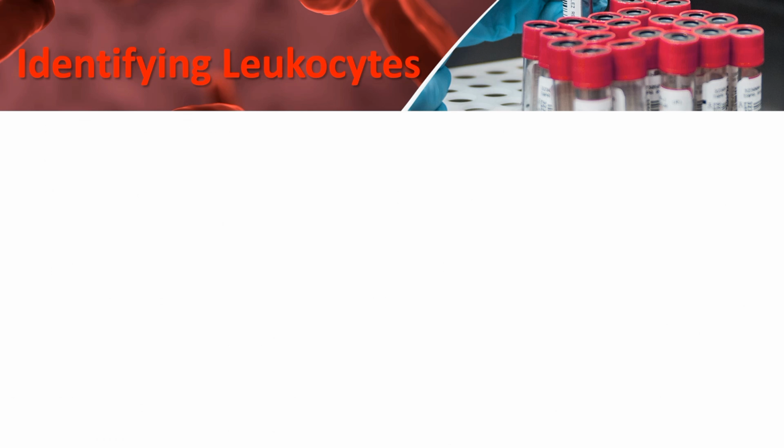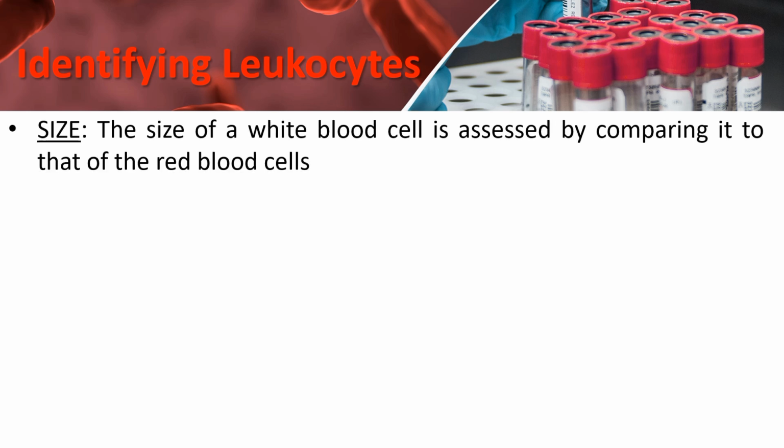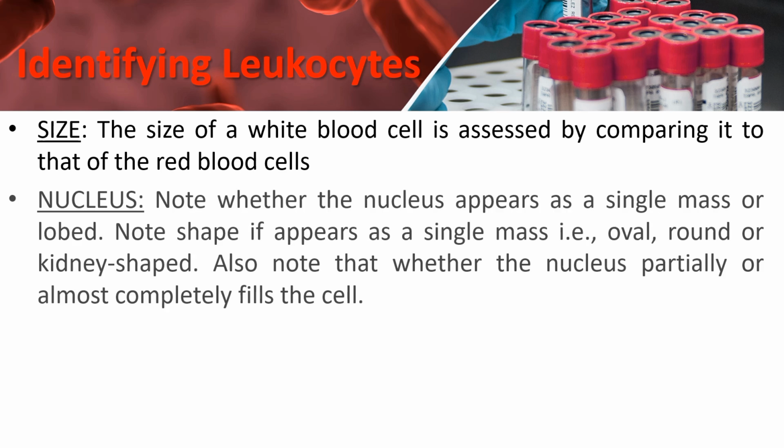Next is the identification of leukocytes. A leukocyte can be identified on the basis of its size, its nucleus, and the cytoplasm. First, note the size. The size of a white blood cell is assessed by comparing it to the size of the red blood cells. Then note the nucleus.